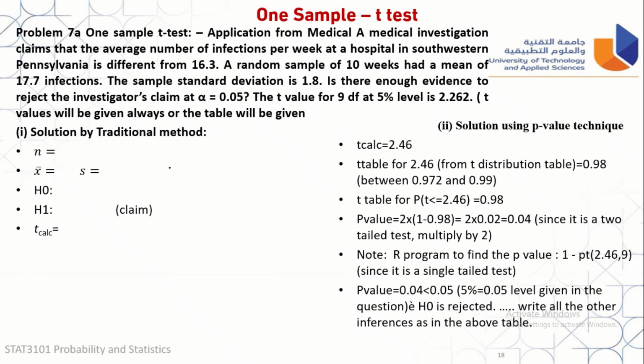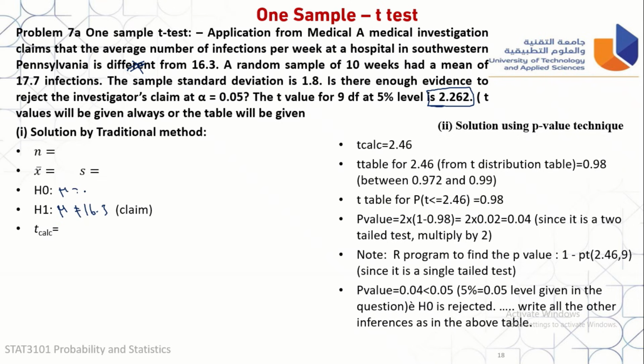One sample t-test and one sample z-test are the same, except for the t value that you have to find out from the table. So, one sample test application from medical investigation: the number of infections per week at a hospital in the southwestern peninsula is different from 16.3. So the claim is mu not equal to 16.3.